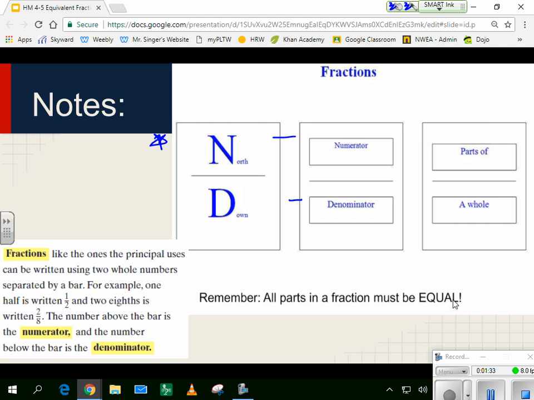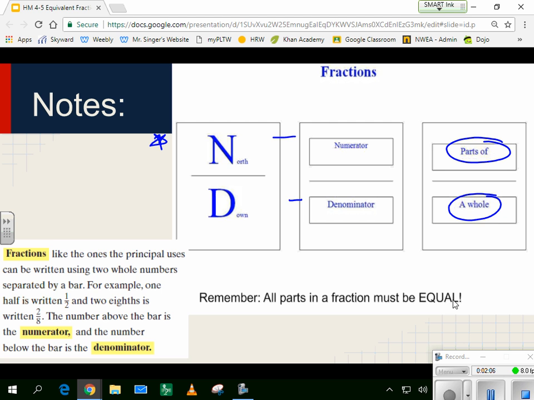With a fraction, remember the numerator is the parts of, and the denominator is the whole. So the whole is how many pieces it takes to make one whole thing. If you think about a pie or a cake, you have one whole pie or one whole cake, but usually you cut it up into as equal an amount of parts as you can so that everyone can get an equal amount. Now you're breaking it into how many parts it takes to make one whole. So remember, all parts in a fraction must be equal.